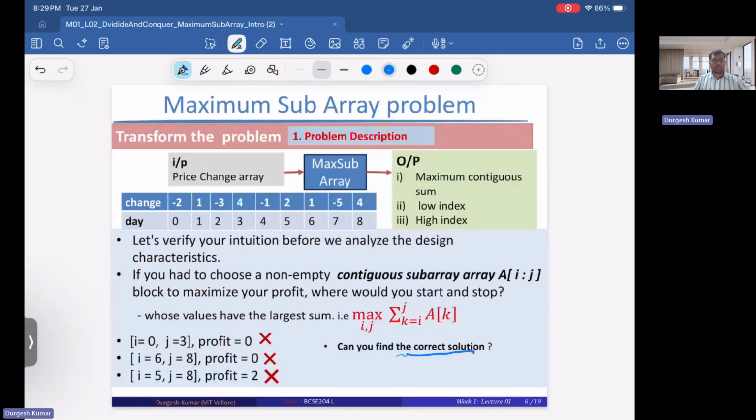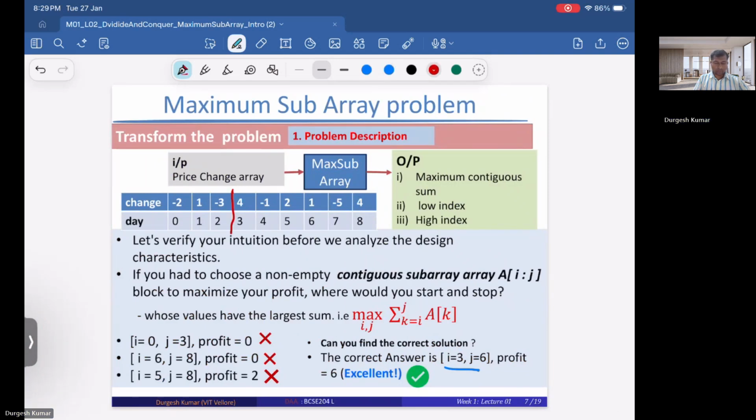So can you find the correct solution? The correct solution is i equal to 3, j equal to 6. So from here to here, this is 4 plus 2 plus 1, 7 minus 1, 6. So the net sum is 6, low index is 3, high index is 6. So this is the optimal solution. How to find this optimal solution? What are the different approaches that we can follow to find the solution of the maximum subarray problem?